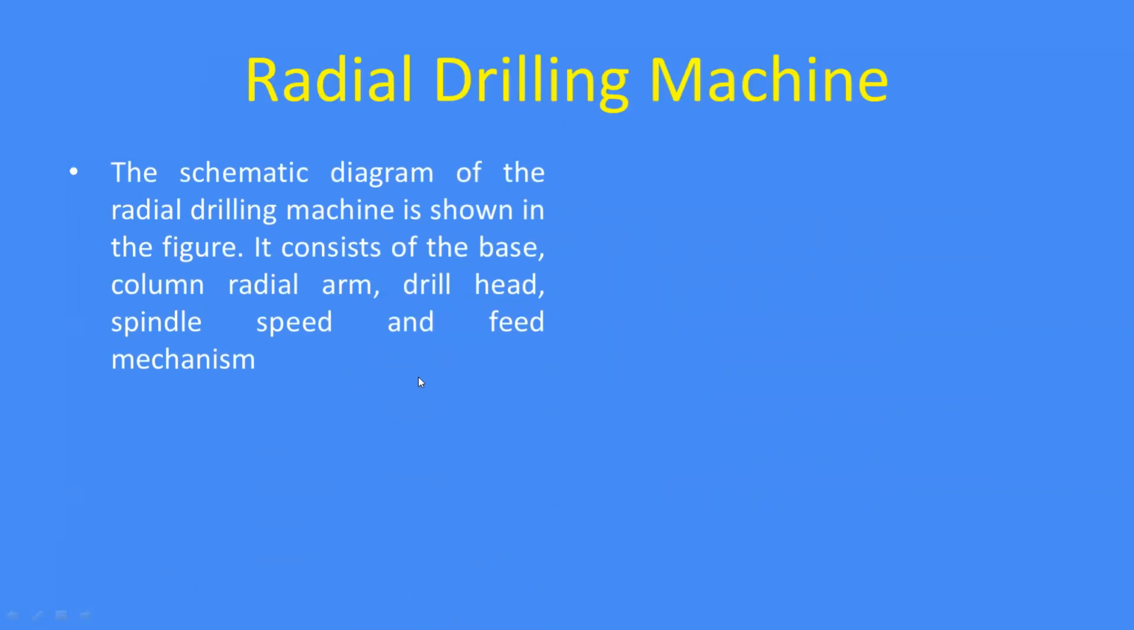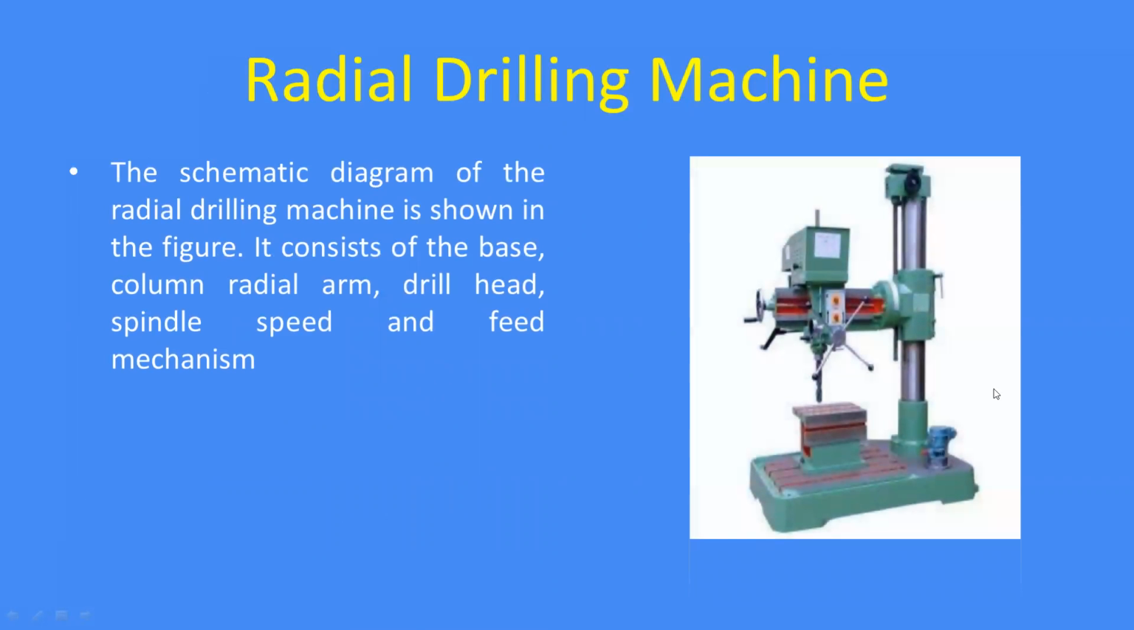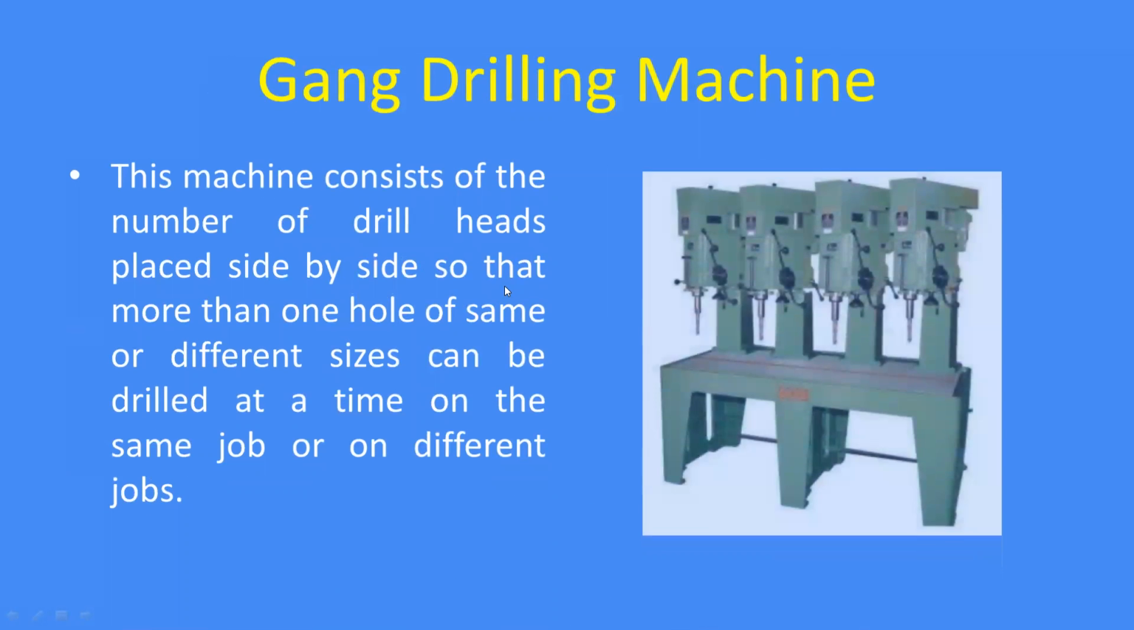Next one is the radial drilling machine. You can see in this schematic, this is a radial drilling machine. It consists of the base, column, radial arm, drill head, and the spindle speed and feed mechanism. Next one is the gang drilling machine.